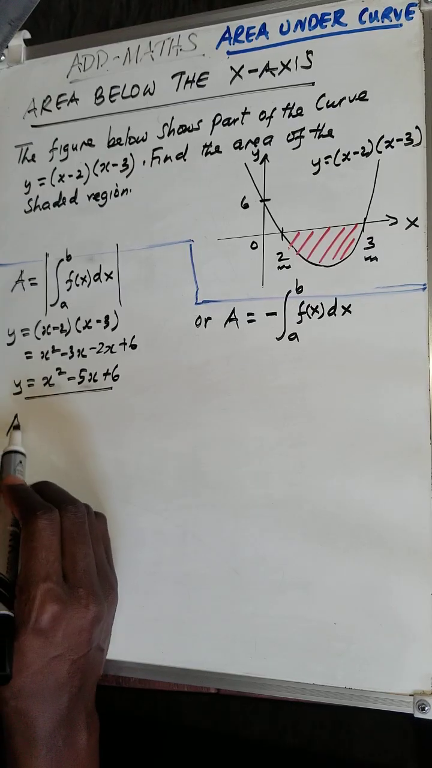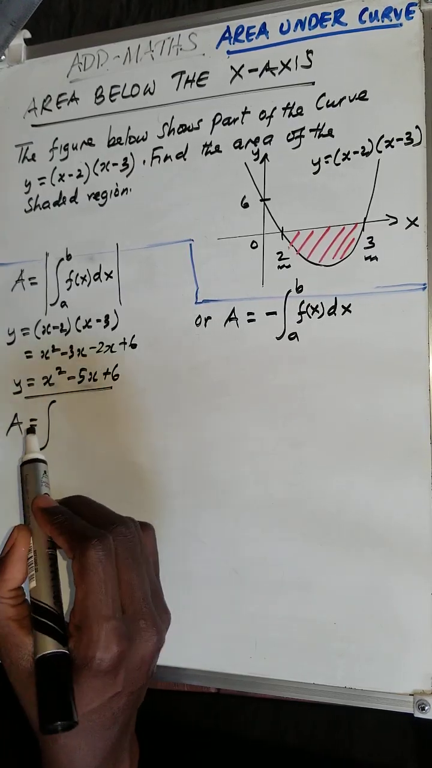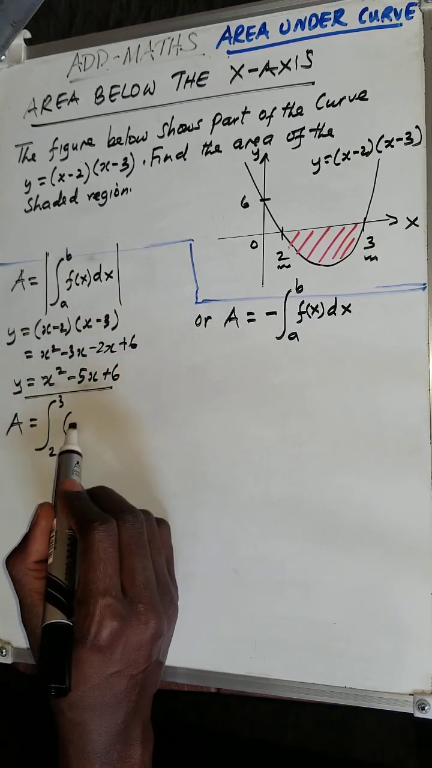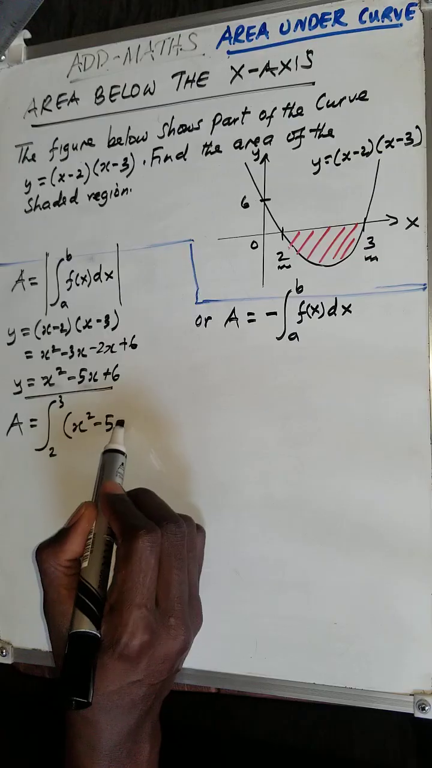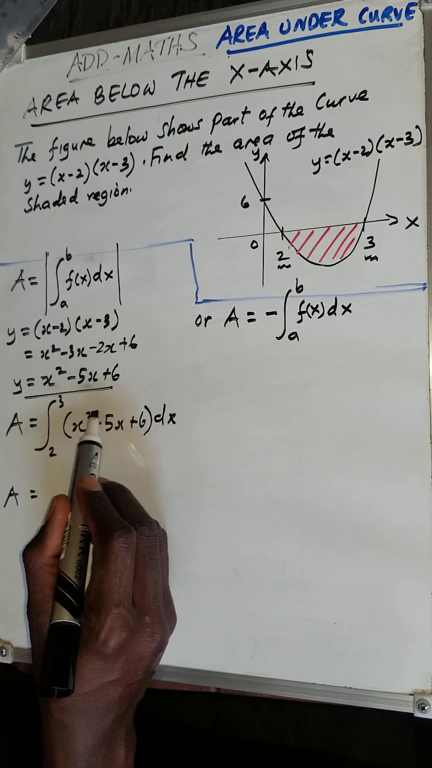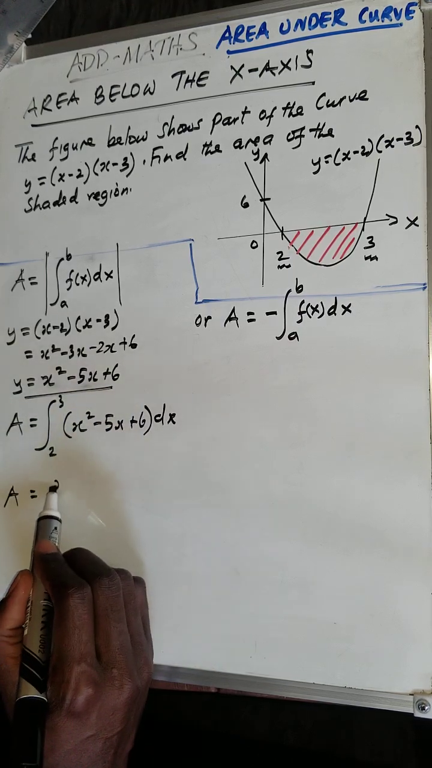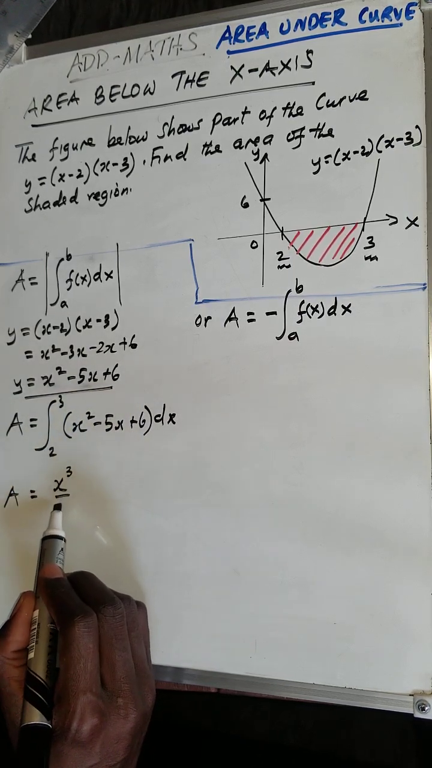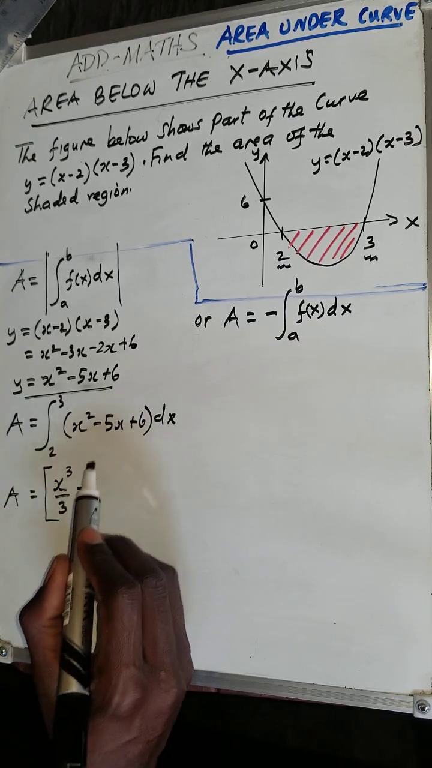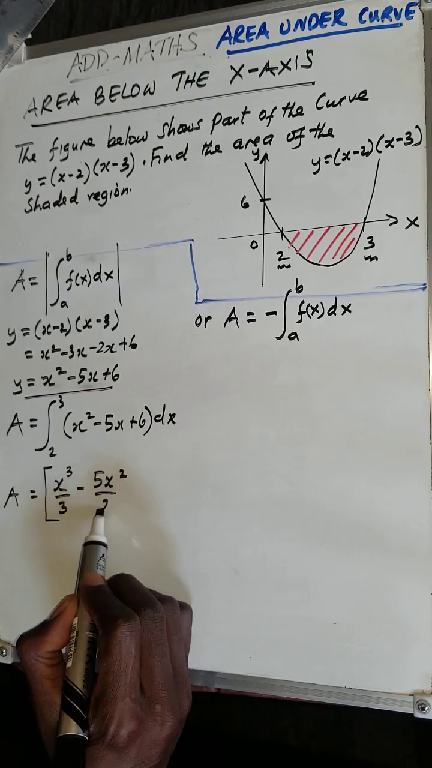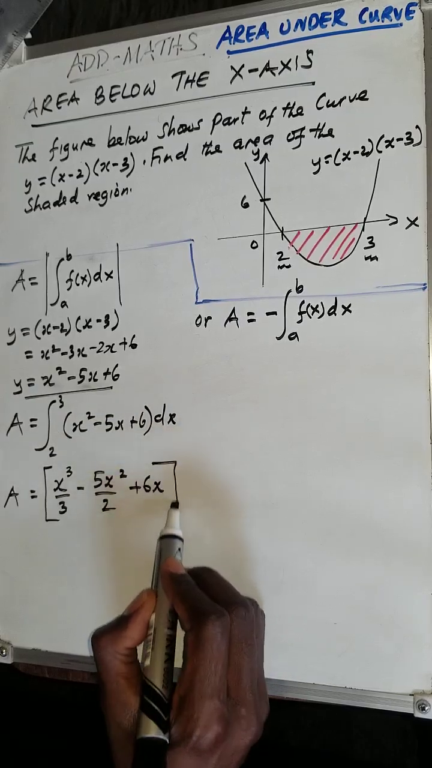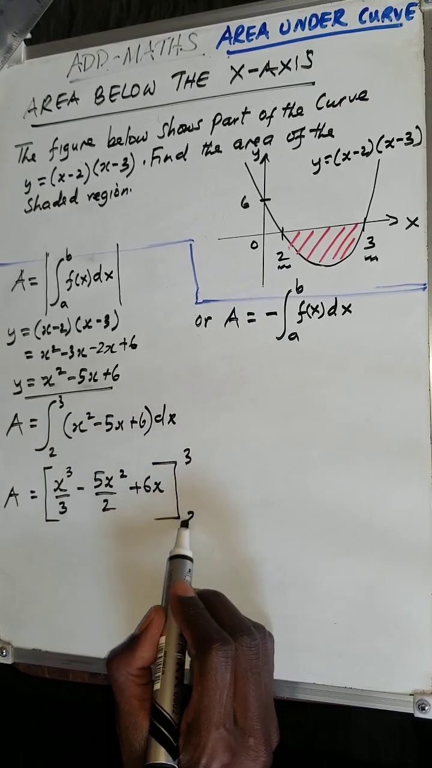Once you get that, you can say the area will be equal to the integral, where the lower limit is 2 and the upper limit is 3, of x squared minus 5x plus 6 with respect to x. When we integrate that, remember you add 1 to the power and divide by the new power. So it will be x cubed over 3, minus 5x squared over 2, plus 6x. Then of course you include your upper limit and your lower limit.